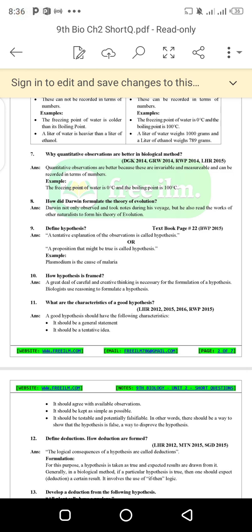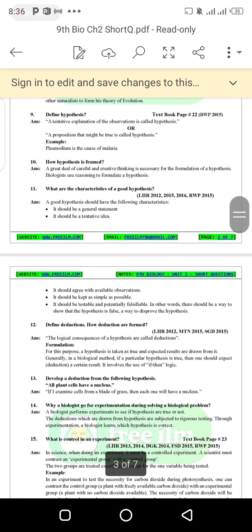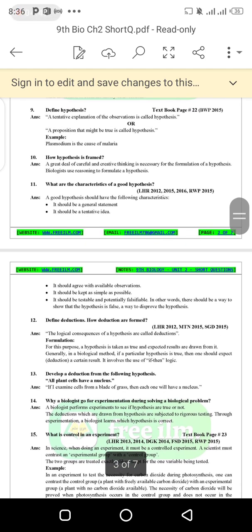How is a hypothesis formed? A great deal of careful and creative thinking is necessary for the formulation of a hypothesis. Biologists use reasoning to formulate a hypothesis. What are the characteristics of a good hypothesis? A good hypothesis should have the following characteristics. It should be a general statement. It should be a tentative idea.